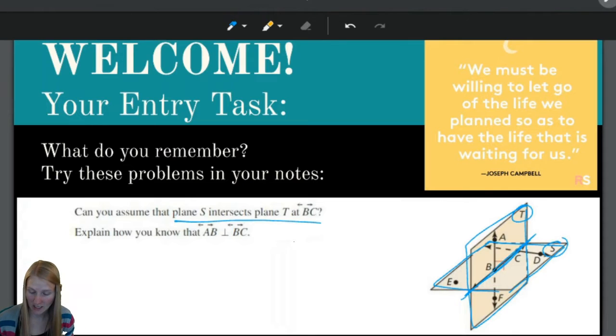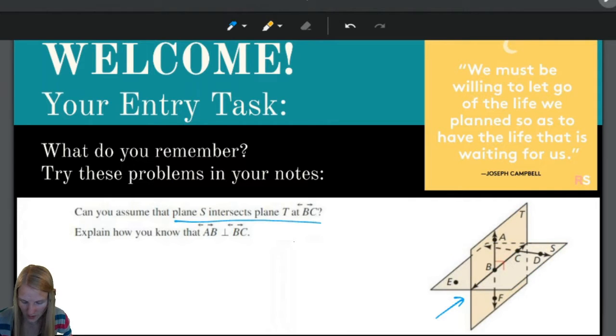Yes, I can, because notice the corners here. Let's unmuddy up this diagram. Notice the planes meet at this corner right here, and the planes meet at this corner right here. Those corners match at BC. So yes, we can assume that.